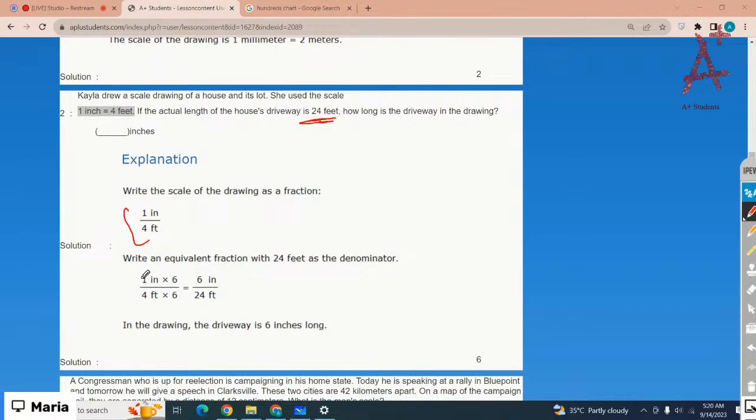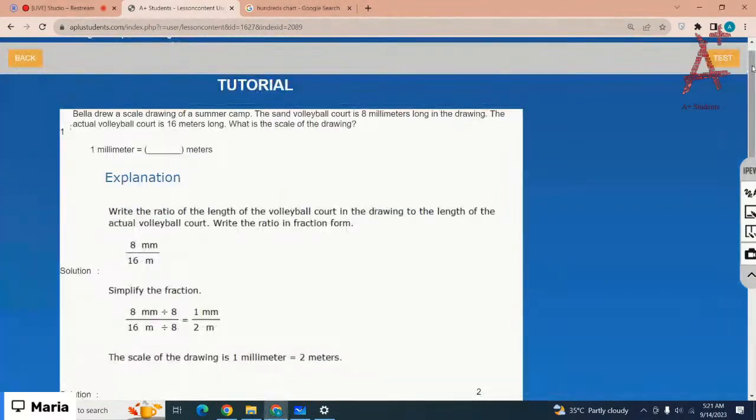We know that 1 inch equal 4 feet, right? That is the scale, 1 inch equal 4 feet. So this one is 24. So you multiply 1 times 6, and you have to make the denominator the same. 1 times 6 and 4 times 6, that makes 6 over 24. That means if originally it is 24 feet, in drawings it must be 6 inches, right? Let's just start with the practice questions.